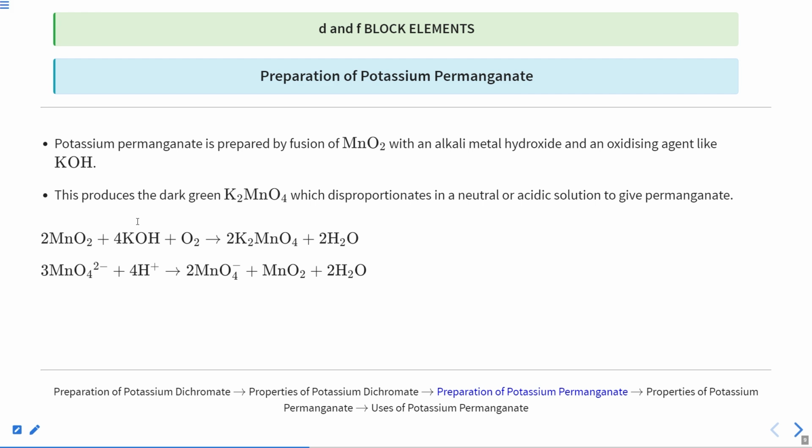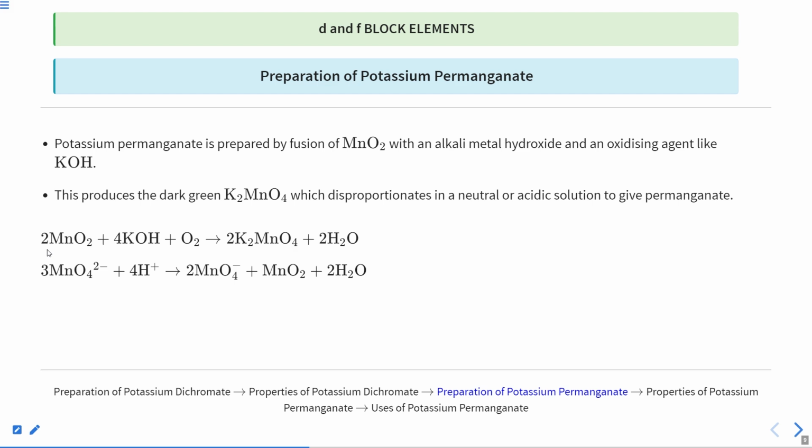Now let us talk about the preparation of potassium permanganate. So how is it prepared? It is prepared by the fusion of MnO2 with an alkaline metal hydroxide and an oxidizing agent like KOH. This produces the dark green K2MnO4, which disproportionates in neutral or acidic solution to give permanganate.